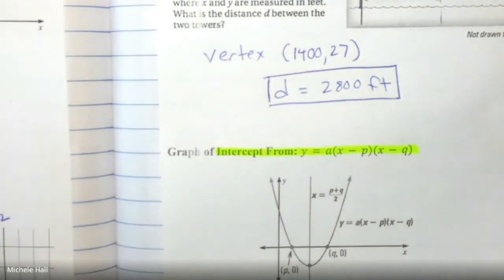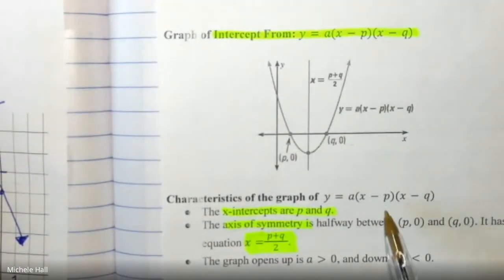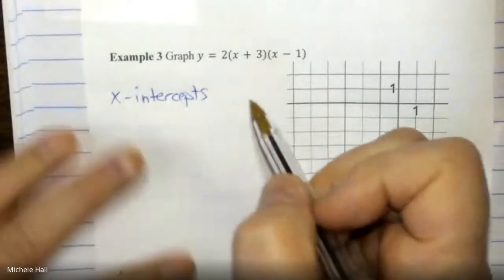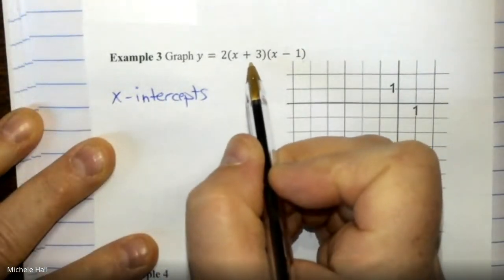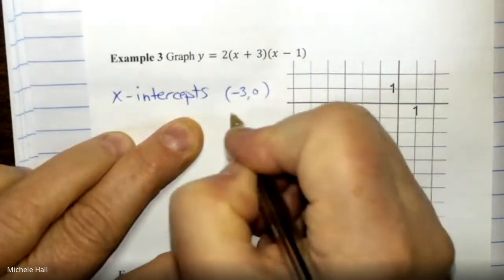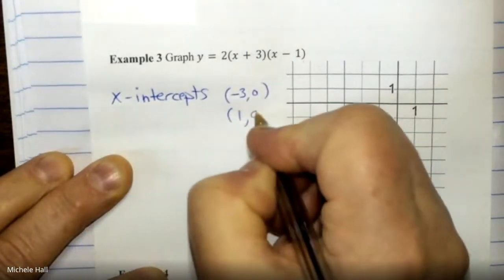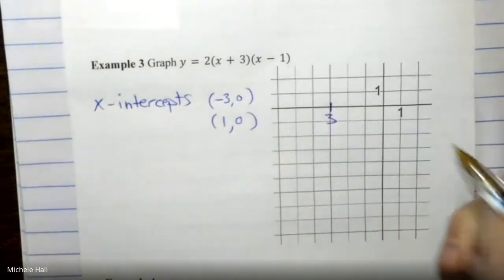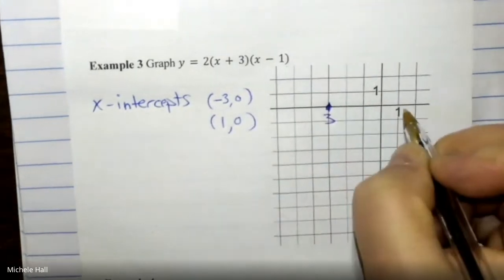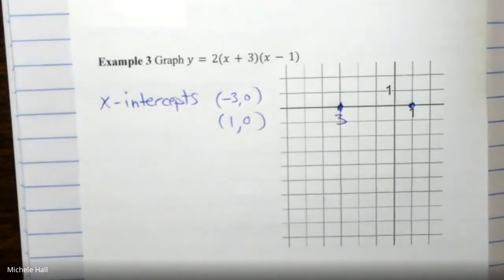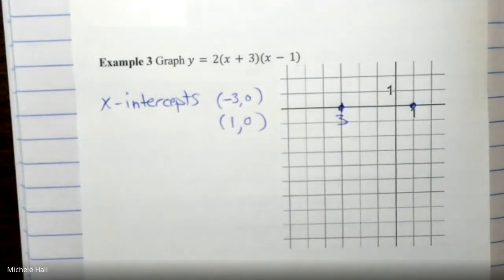Remember in the formula, there are subtracting signs here. That is why we are doing the opposite of what we see. The x-intercepts are at (-3, 0) and (1, 0). You need to label your intercepts. One is already labeled for you. Now we just need that halfway mark for where the axis of symmetry will be.